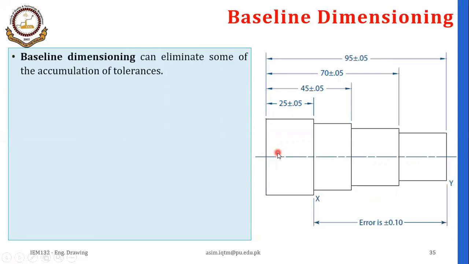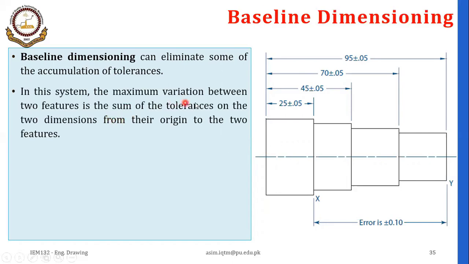Second one is the baseline dimension. Baseline dimensioning can eliminate the sum of the accumulation of tolerance. In this system, the maximum variation between two features is the sum of the tolerances on the two dimensions from their origin to the two features.